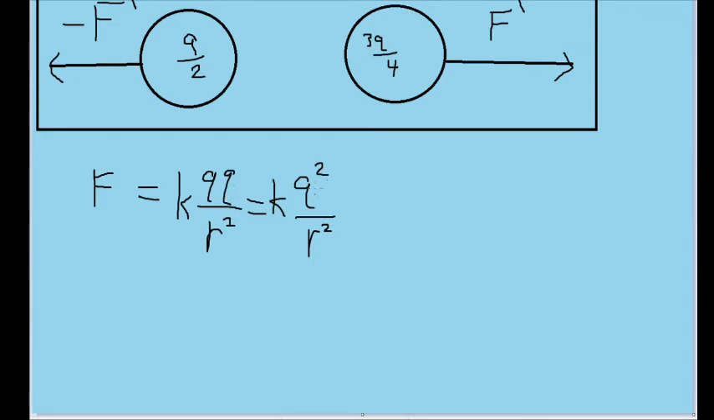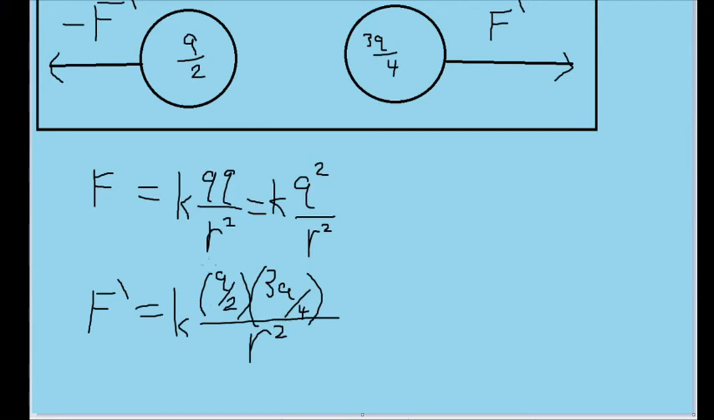Because both charges are equal, it can be simplified down to this, where I've written the two charges as just one charge squared. F prime can be written in a similar way, except instead of just a normal Q for each charge, we have Q divided by 2 for one charge, and 3Q divided by 4 for the other charge, since those are the charges that we have in the end. Multiplying the constants together, we end up with a simplified form for this as well, written as 3 over 8 times kq squared divided by r squared.